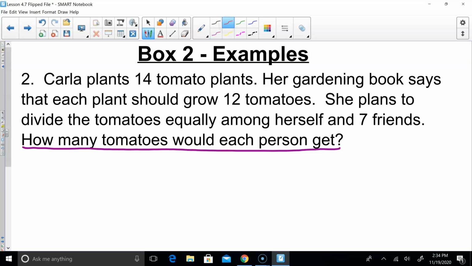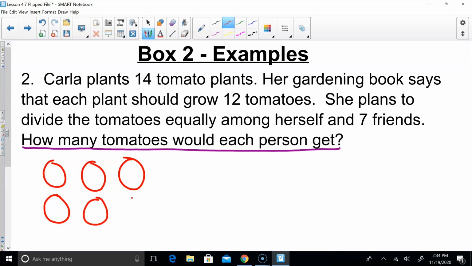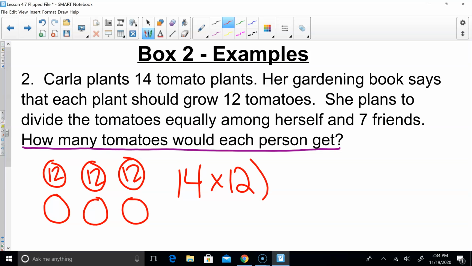So if I start thinking about a picture right there, Carla plants 14 tomato plants. So really I see like 14 of these little circles. I'm not going to draw all 14, but I get an idea. And then her gardening book says that each plant should grow 12 tomatoes. So there'll be like 12 on this plant and 12 on this plant. So I can see it's going to be a multiplication problem. So I'm going to have 14 plants times 12 tomatoes. So I'm going to do that part first. I'm going to put that in parentheses for myself.